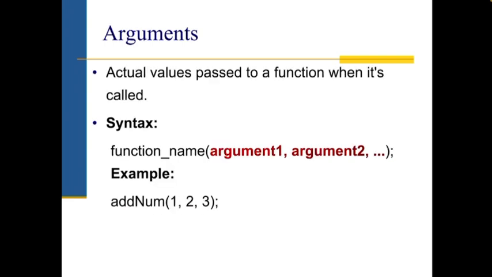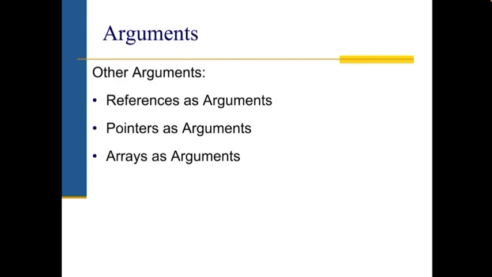Then move to arguments, whereby value passed to the function when it's called. Yes, values passed to the function when it is called. So this is a syntax for it. With this one, there's no return type. So the function name, the argument 1 and 2 in the parentheses, you terminate. And this is an example: add num 1 2 3, then you terminate. We have other arguments, which we have the reference as argument, pointers as argument, and arrays as argument.